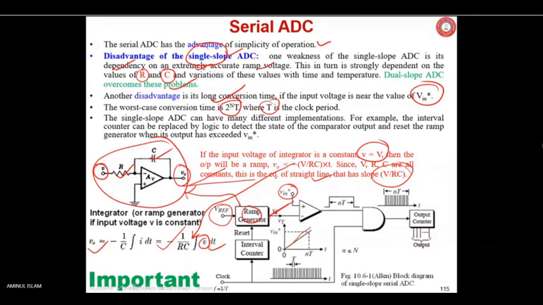The worst case conversion time is 2 to the power n into T, where T is the period of the clock. The single slope ADC can have many different implementations. For example, the interval counter can be replaced by logic to detect the state of the comparator output and reset the ramp generator when its output has exceeded V in star. Is it understood?